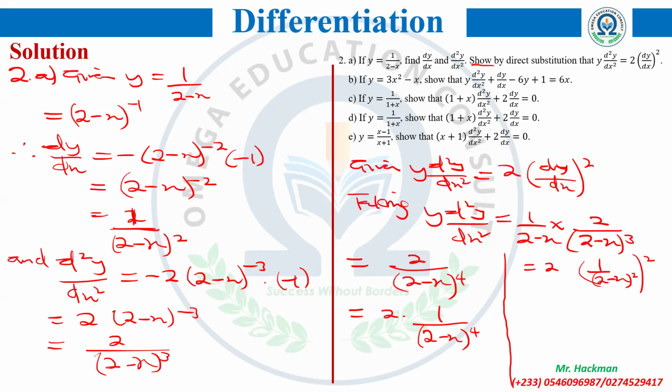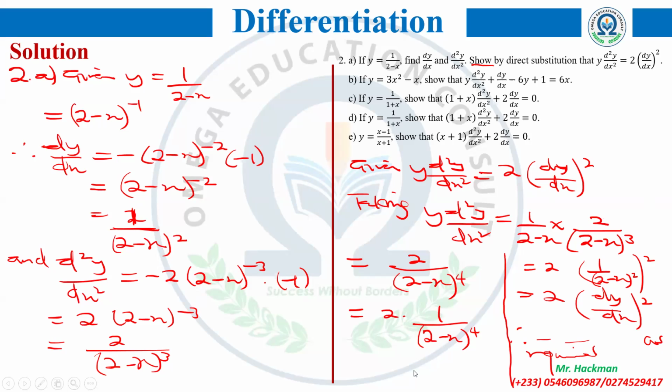So 1 squared will give you 1. This squared will give you 2 minus x to the power 4. But you know that 1 over 2 minus x squared is dy dx. So I will have dy dx squared. So therefore, this is equal to that, as required. Is my point well made? Or like I said, just take this side too, work with it and see whether you end up getting exactly what is here.